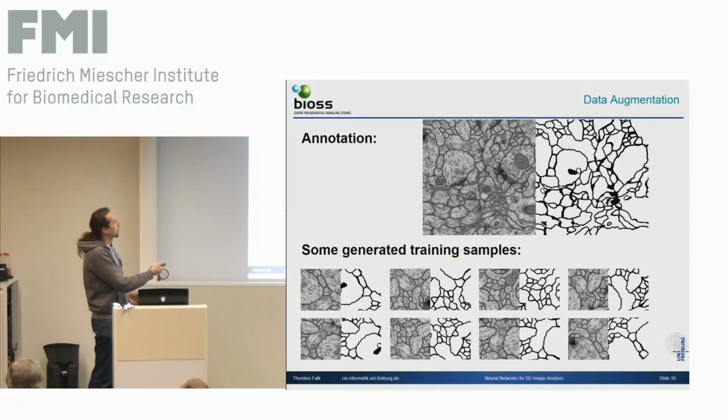So this is how it looks like. If this is the original data set, you just crop some samples, rotate them randomly, flip them maybe, and apply some transformations, and that's it.